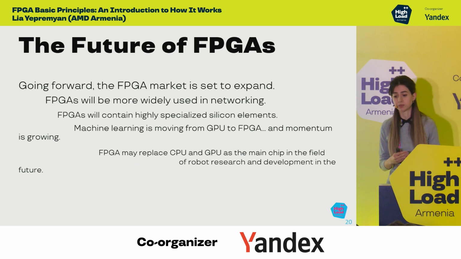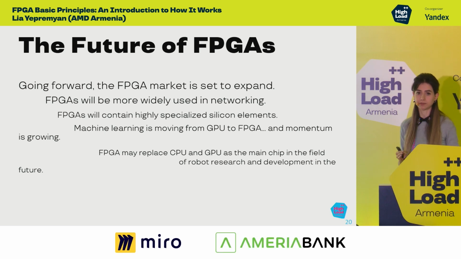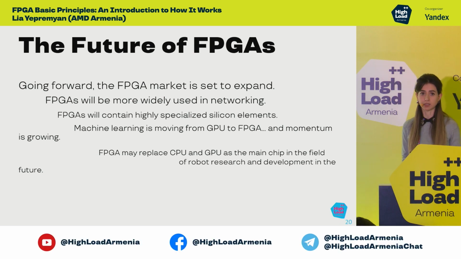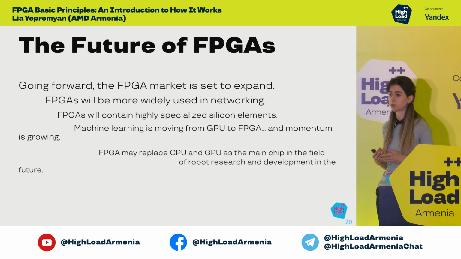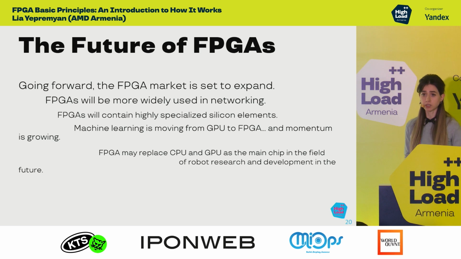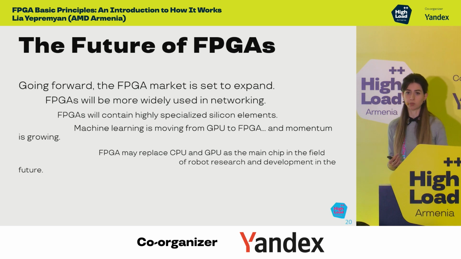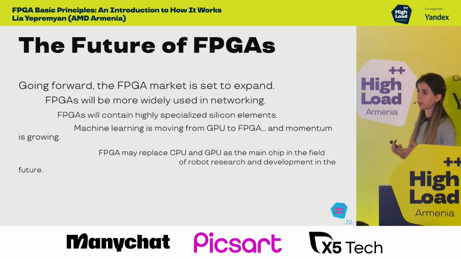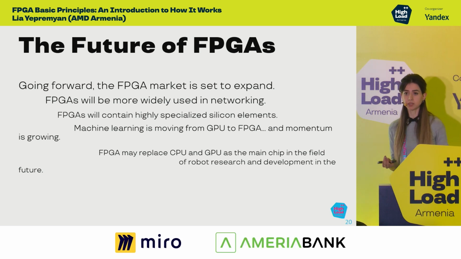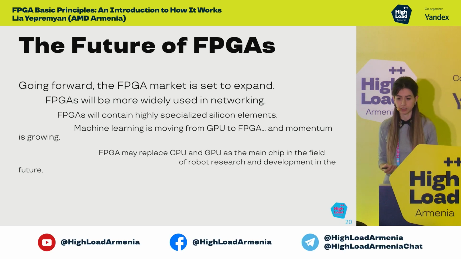Going forward, the FPGA market is set to expand. The main CPU manufacturers, which specialize in standard CPUs, are expanding their product portfolios by acquiring companies that specialize in FPGAs. For example, in 2015, Intel bought Altera, the US-based company which manufactures gate programmable arrays, while last year, AMD acquired Xilinx, which also specializes in FPGA architecture.